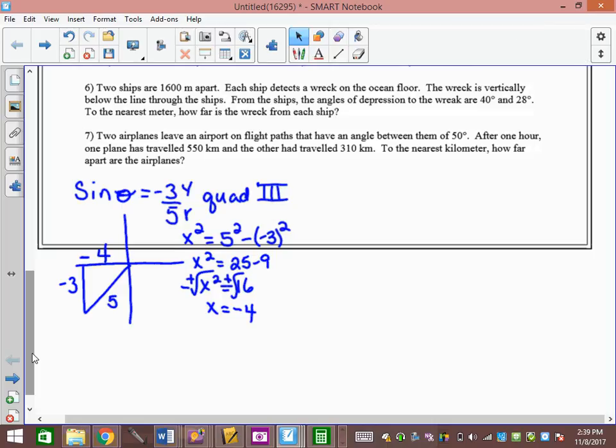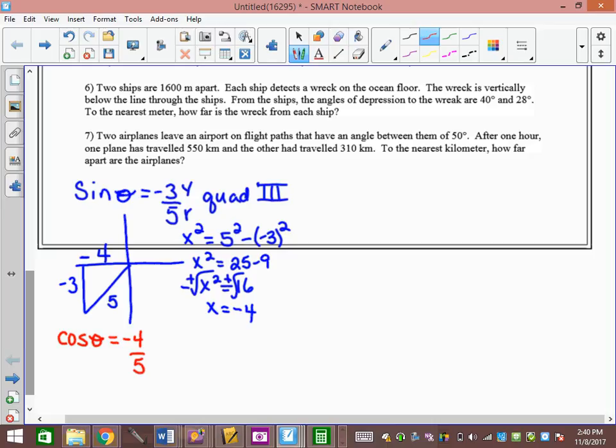Now it wants the other two trig ratios. So it gave us sine. Cos theta is x over r. So negative 4 over 5. You drew it in this quadrant. This point is in this quadrant. That's a negative 4. It's just a point in quadrant 3. All x's and y's in quadrant 3 are negative. And then tan is y over x. So negative 3 over negative 4, which happens to be 3 over 4. Positive, which makes sense because it's tan and it's in quadrant 3.